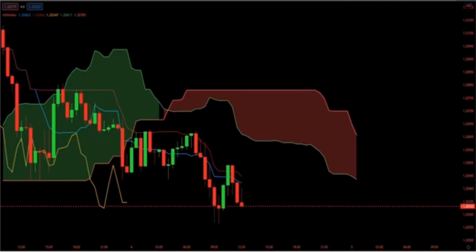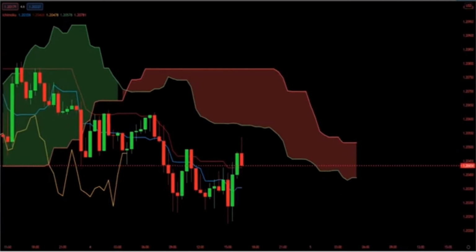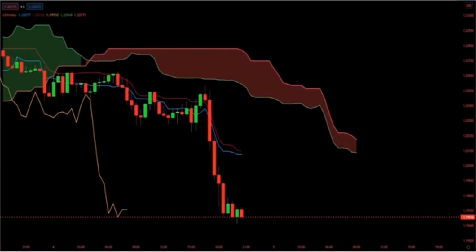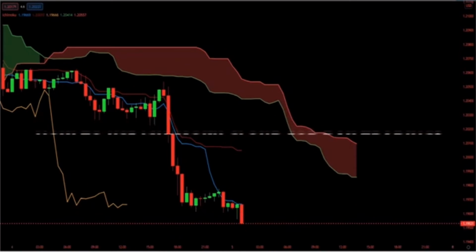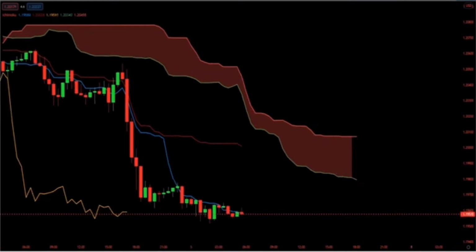Ichimoku cloud trading requires a lot of self-discipline. This is because you have to wait for the best trade signals. We're going to use the default settings of the Ichimoku cloud system. How to use Ichimoku cloud for day trading. The best Ichimoku cloud day trading technique is the edge-to-edge cloud setup.